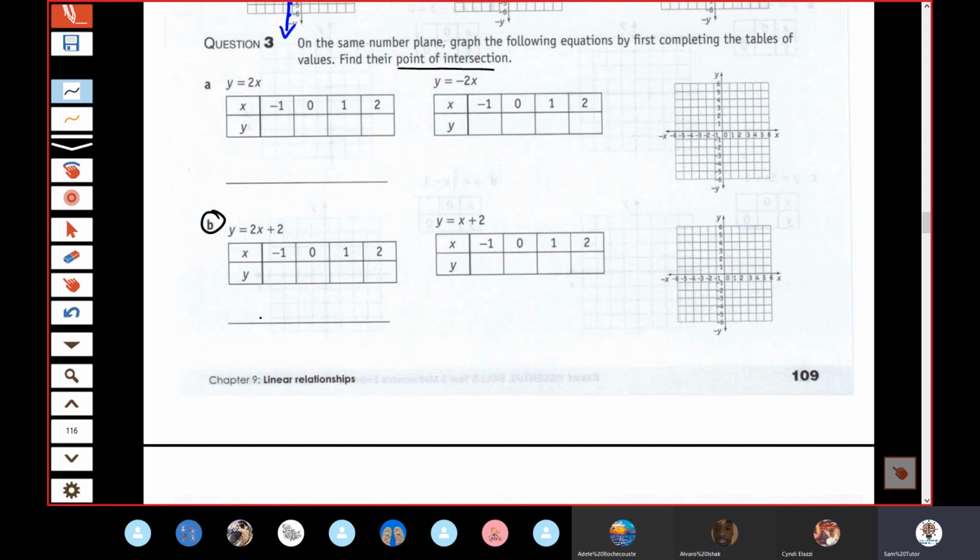X is 0, y is 3. X is 0, y is 3. Find the point here. X is 0, y is 3. So x's are this way. When you're saying y is 3, are you meant to be going this way?